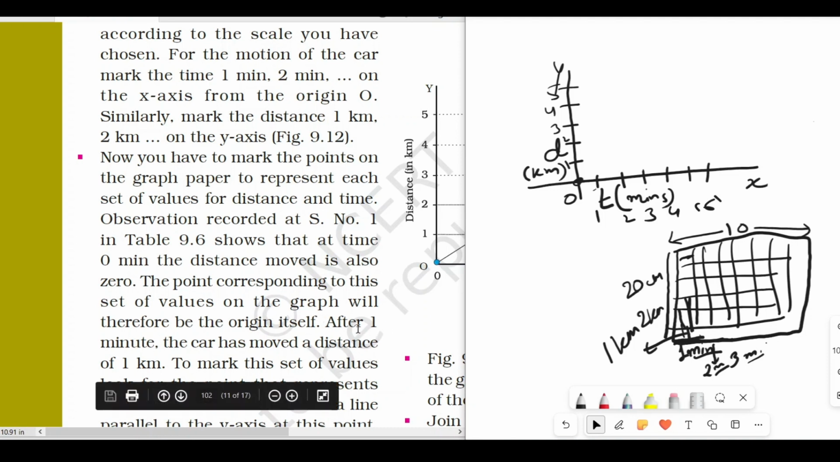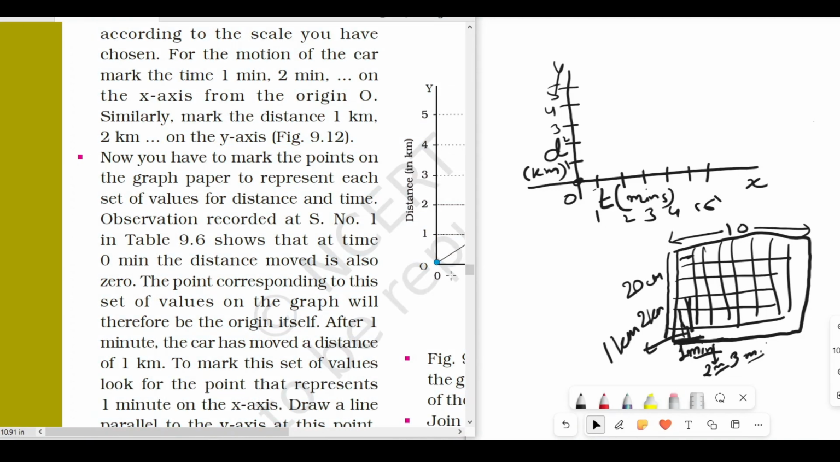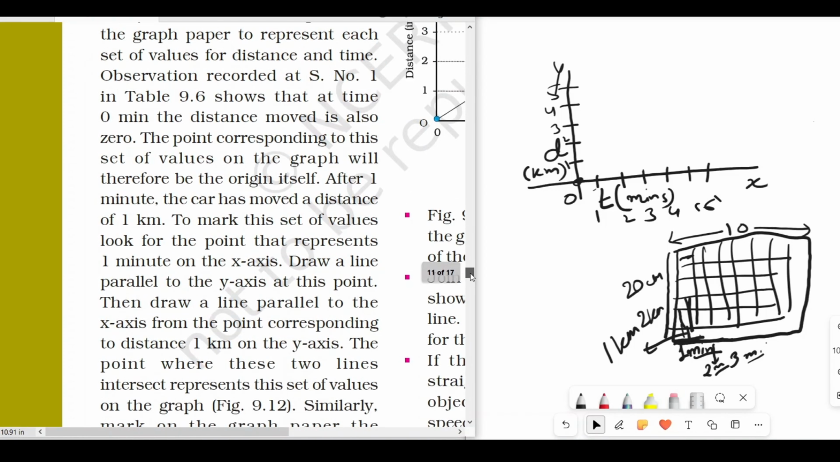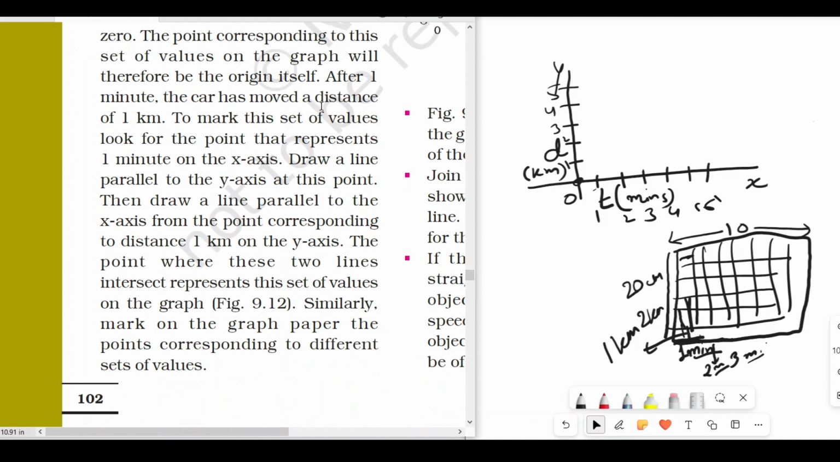नेक्स्ट, the point corresponding to this set of values on the graph will therefore be the origin itself. तो वो origin पे ही ये point lie करेगा। After 1 minute, 1 मिनट बाद क्या होता है? After 1 minute, the car has moved a distance of 1 kilometer. To mark this set of values, look for a point that represents 1 minute on x-axis. तो हमने कहा कि 1 मिनट में कार 1 किलोमीटर चली, तो 1 मिनट पहले है कहाँ पे ग्राफ पे? This point. Okay. So this is the point which represents 1 minute.